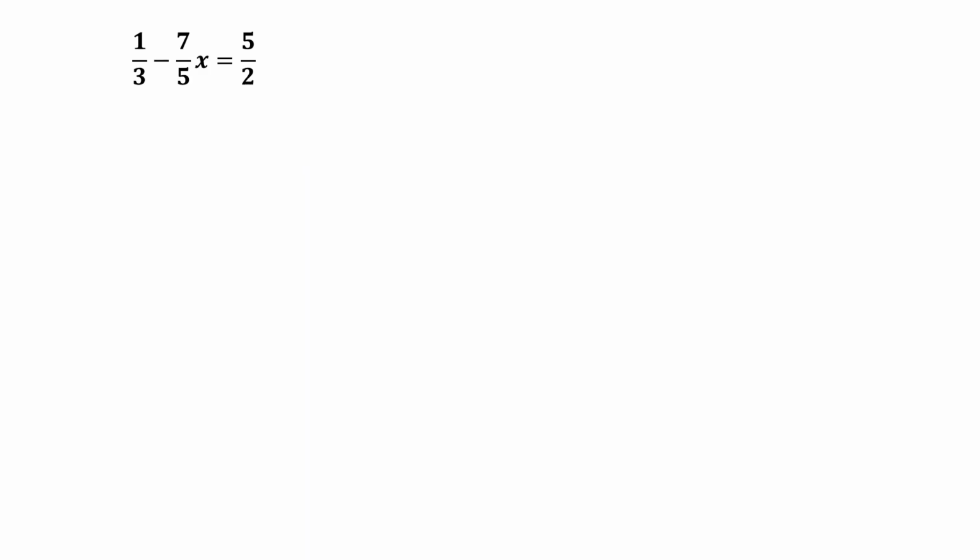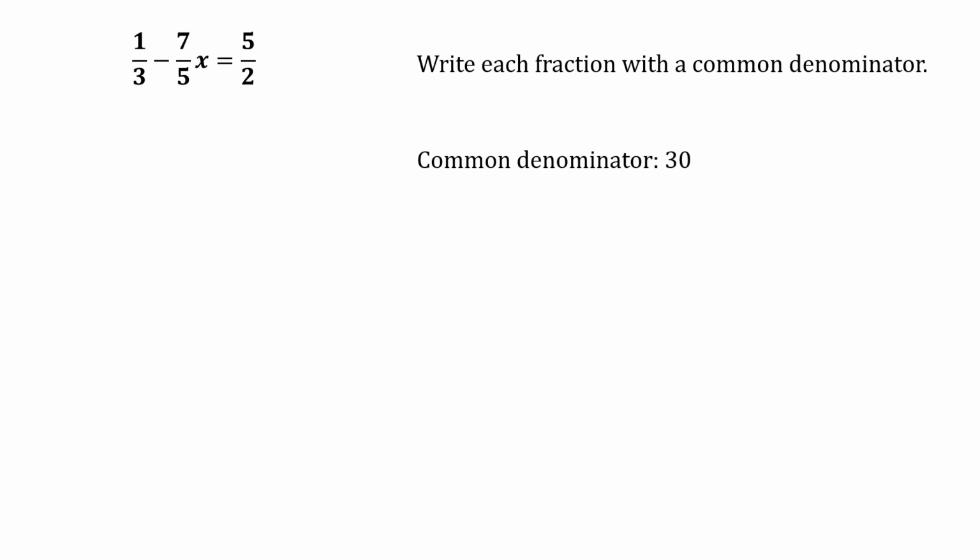It doesn't matter where the variable goes. In this case, that variable is a little bit more to the right. I'm still going to find a common denominator. So for 3, 5, and 10, that denominator is 30. I'm going to write equivalent fractions with a denominator of 30.